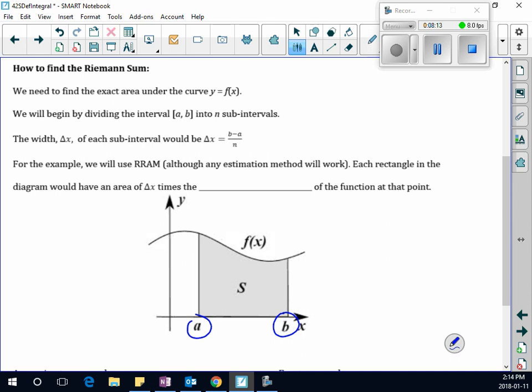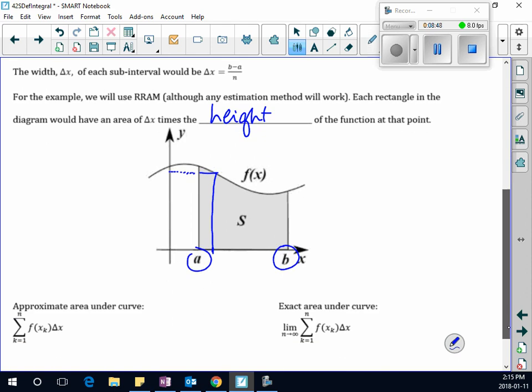So, for example, if we use RAM, each rectangle in the diagram would have an area of delta x times the, what did we do to find the height of the function? Remember, we had, say the width was from here to here, and then if we were doing RAM, that would be the right-hand side, and whatever that would correspond with the y value, that would be what we're multiplying it by. Does this ring a bell from your homework? Yeah? Okay.